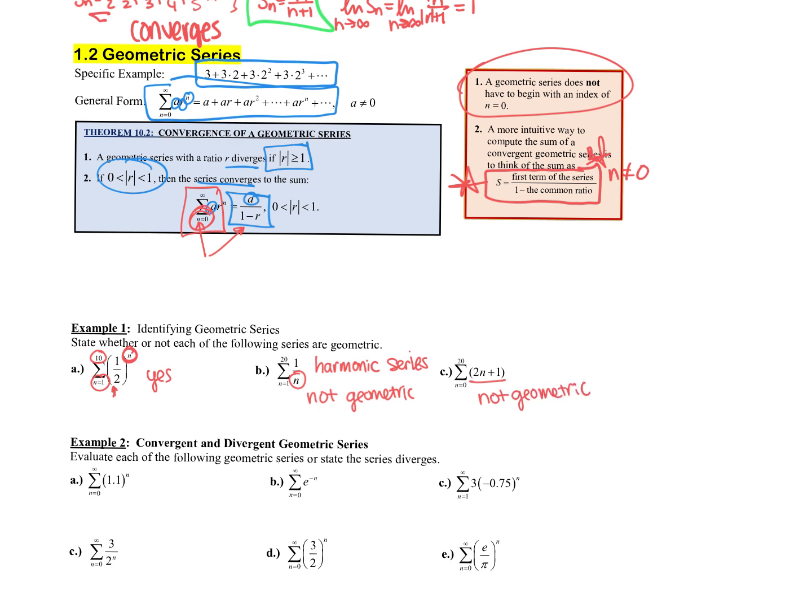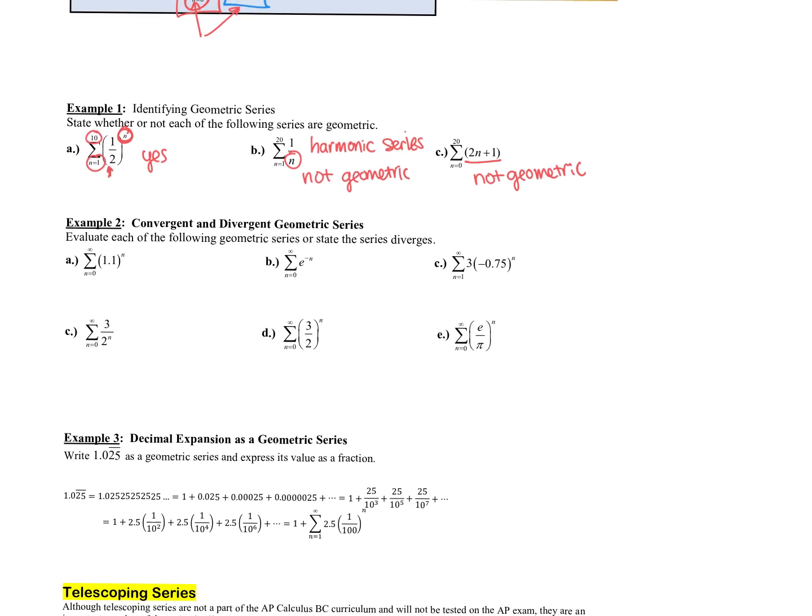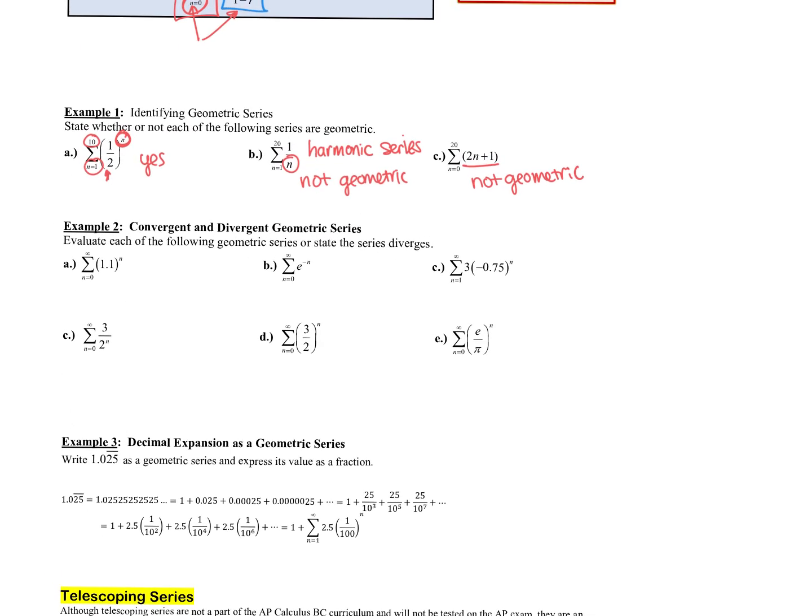So now let's look at some geometric series and let's see if we can figure out if they converge or diverge. So you're looking for a ratio raised to the nth power, and that's going to be your r. And then a is the constant in front, right? So you've got this form for a geometric series, right? So you're looking for what a and r are.